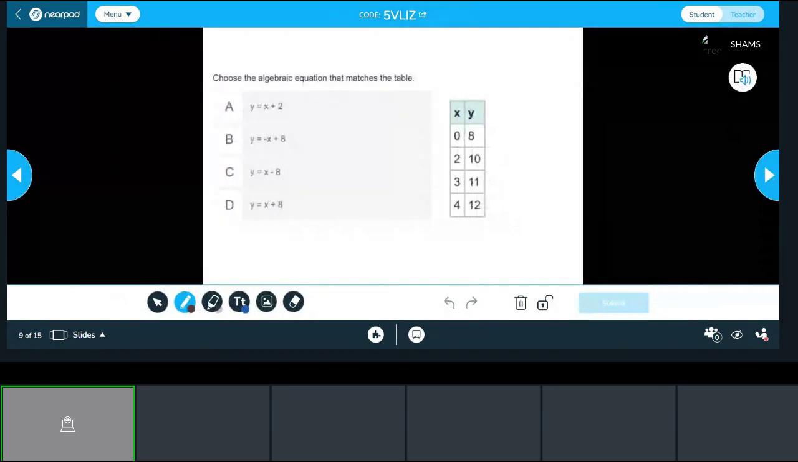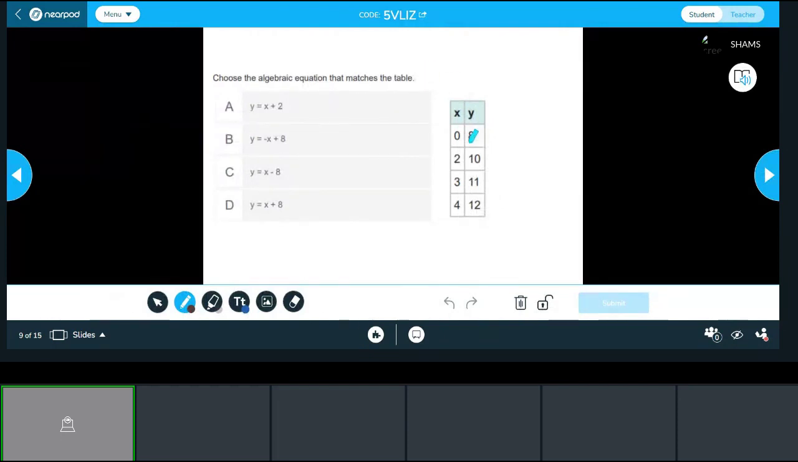In this question, I have a table and I want to write down an equation. Pause the video, solve this question in the Nearpod on your own, and then compare your answers with me. Remember, just watching the video in a math class or attending my lesson and not solving along with me is not how you will learn math.